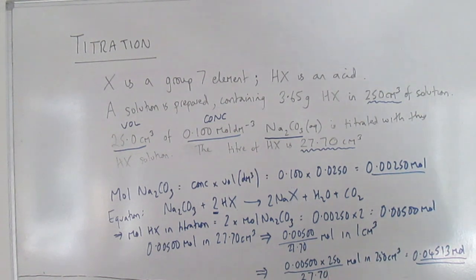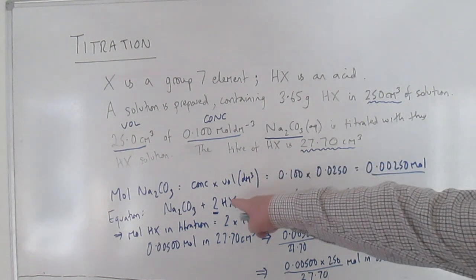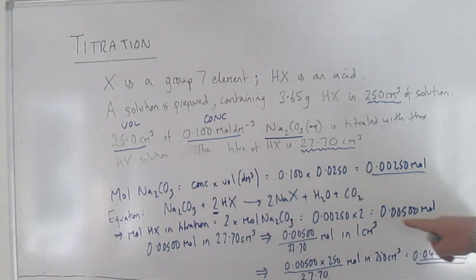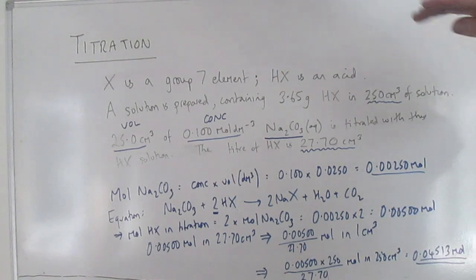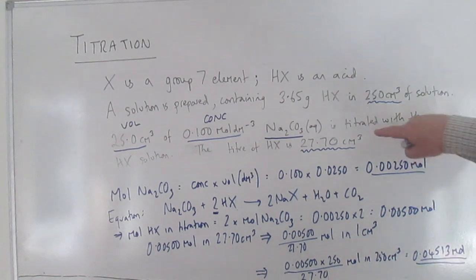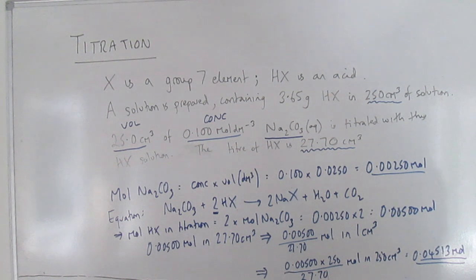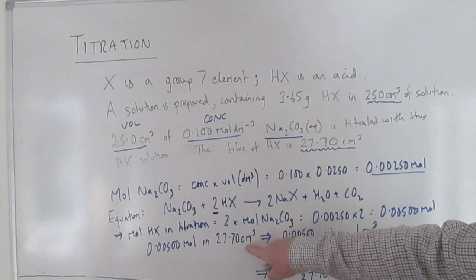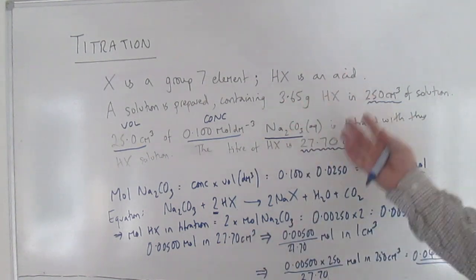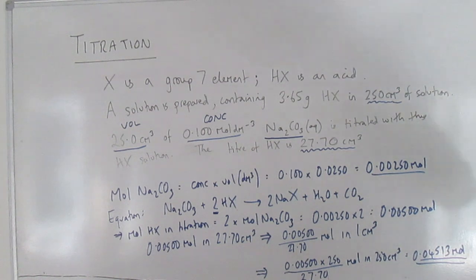Okay, so that's the scaling up step. From the equation you get how many moles of HX actually reacted in the titration, but then you think, yeah, but we want to know how many there were in the whole pot, not just the fraction that reacted in the titration. So we've scaled up from 27.7 to 250. And we did that by thinking, right, if there's that many moles in 27.7, if we divide by 27.7, that's the number of moles in each cm cubed. And then if you multiply by 250, you get the moles in 250 cm cubed, which is what you want.